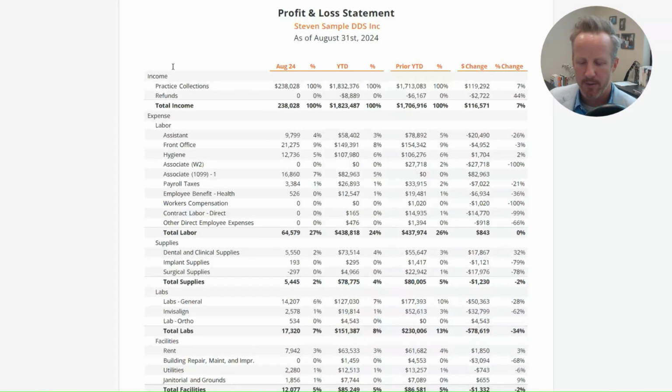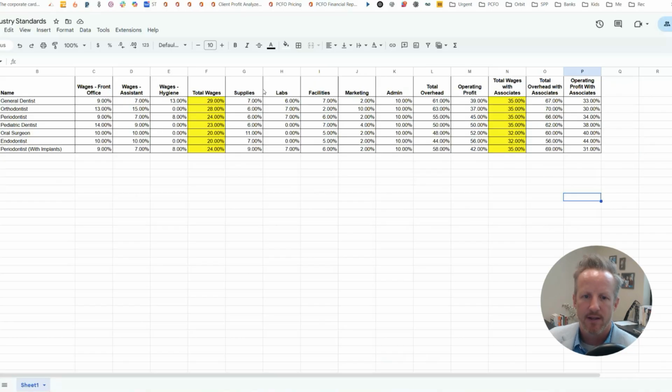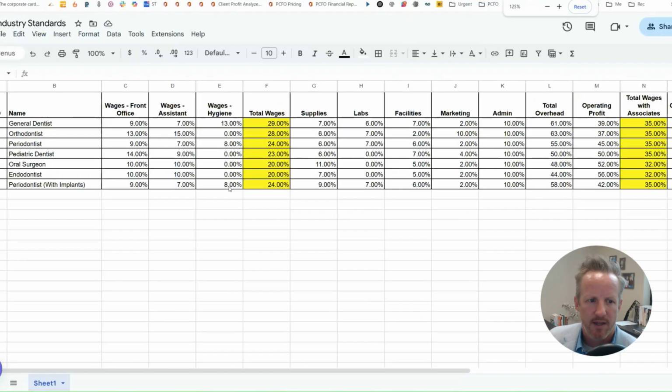I'm going to pull up now a different screen, and it's just a Google Sheets here. Let me make it bigger. And you'll see I have a row for general dentist, orthodontist, periodontist, pediatric dentist, oral surgeon, endodontist. And then I have a periodontist with implants.